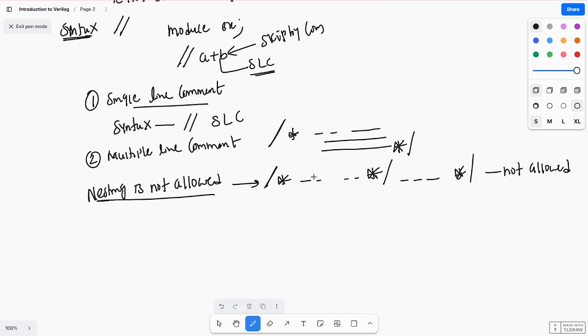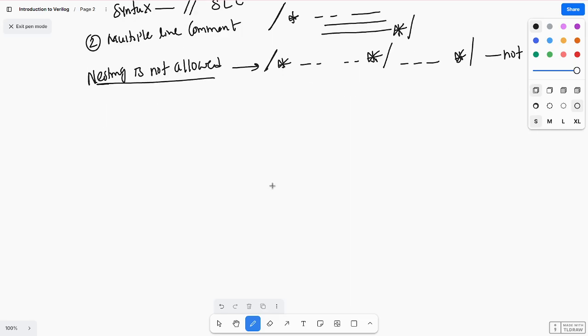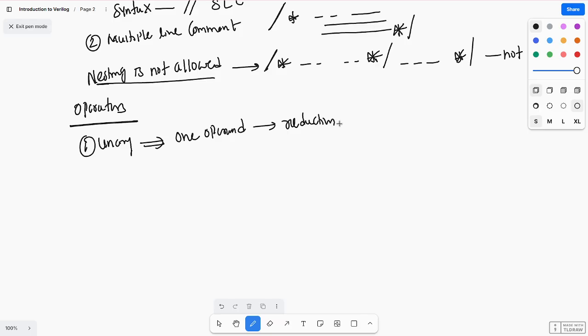Next, you have the operators. First is the unary operator. Unary means only one operand is there. We will discuss reduction operators; a reduction operator is a unary operator, for example NOT of A, AND of A, NAND of A. Only one operand will be there. Understood? That is the unary operator.